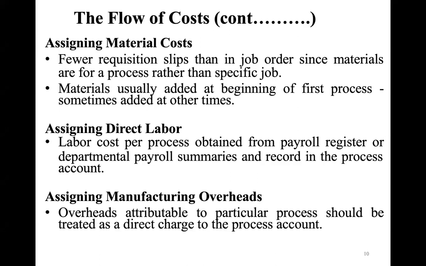Now, assigning material costs. At first, what did we do? In manufacturing cost, we assigned material cost, direct labor, and manufacturing overheads, right? Fewer requisition slips than in job orders, since materials are for the process rather than a specific job. So these things I will just read out, then you will understand. These are very simple.